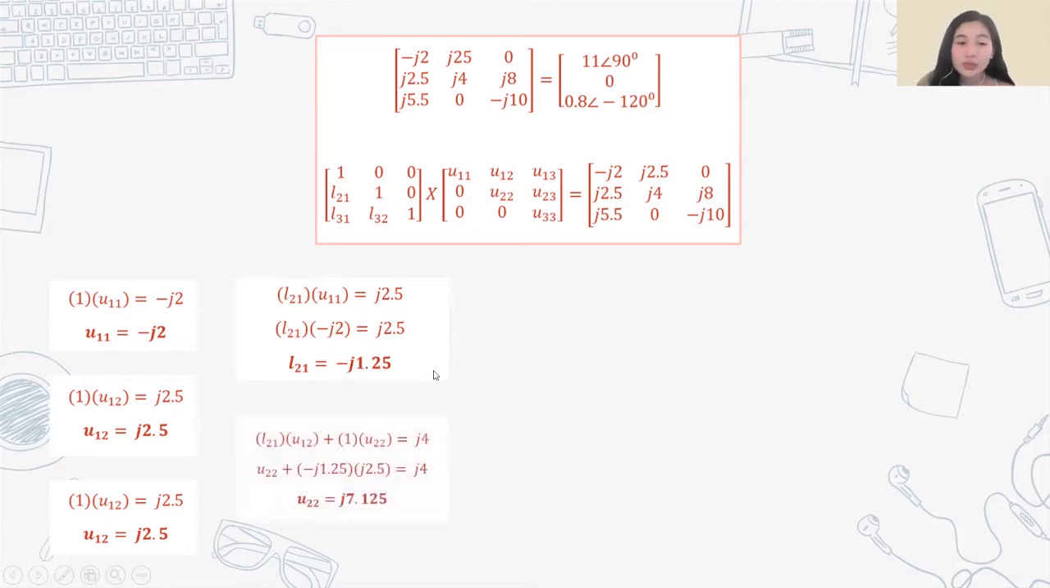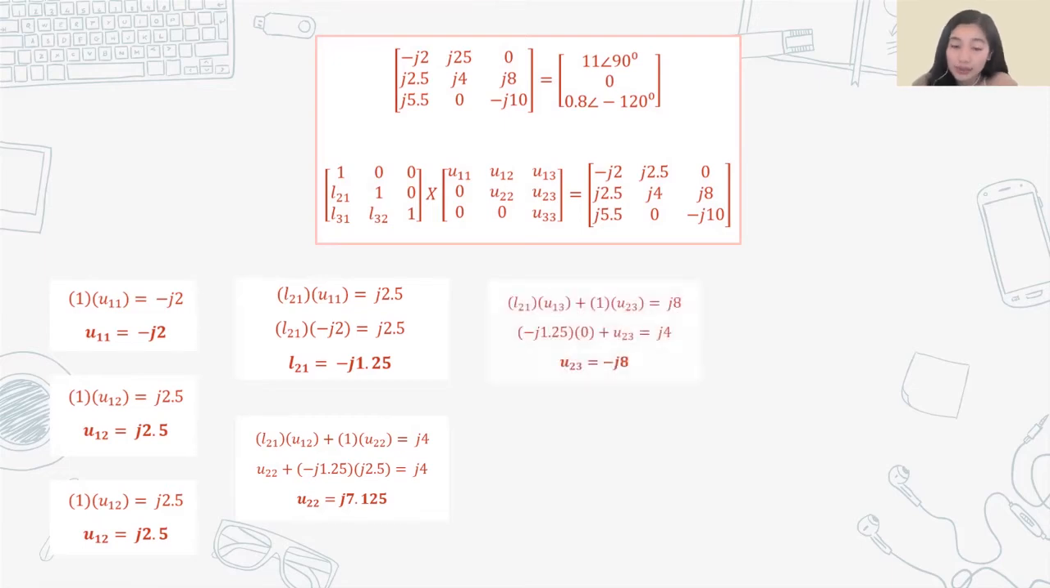Next is that we are going to look for the value of U22. Ang U22 natin, para makuha siya, let's use our L21 once again, multiplied by our U12, plus our 1, itong 1 natin, times our U22. I hope na susundan kung paano natin nakuha yung equation. And of course, it will be equivalent to, after j2.5 is j4. So we will come up with a value of j7.125.